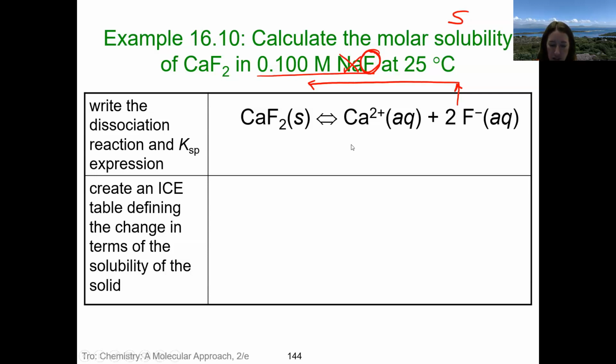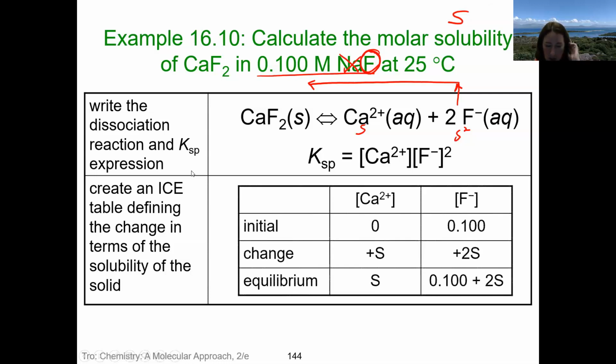So our equation is just going to be S squared. If we look at our ice table, and again, I'm going to do these ice tables quite quickly because we've done so many of these. So we start with 0.1 of F. It's going to go up by 2S. But again, we're going to say S is small.